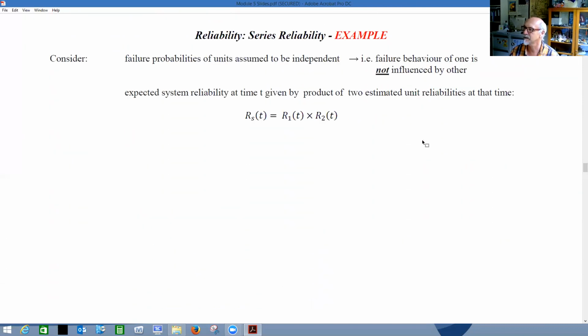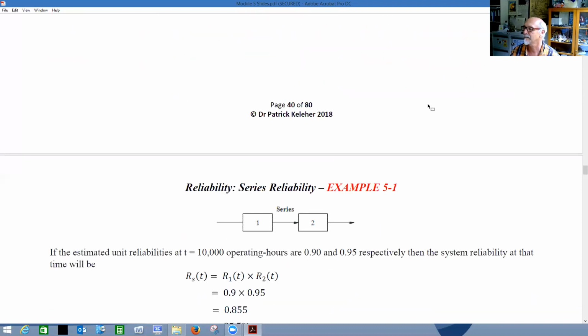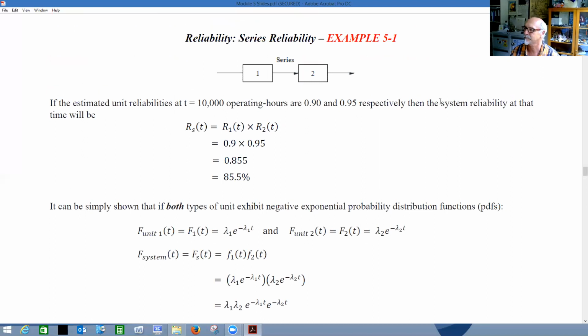So we look at series reliability. Failure probabilities of units are assumed to be independent. That is, the failure behavior of one is not influenced by the other. So they're not integrally connected. Therefore, mathematically, the expected system reliability at time t is given by the product of the 2 estimated reliabilities. That comes from the mathematics. All right, so let's have a look at this example.